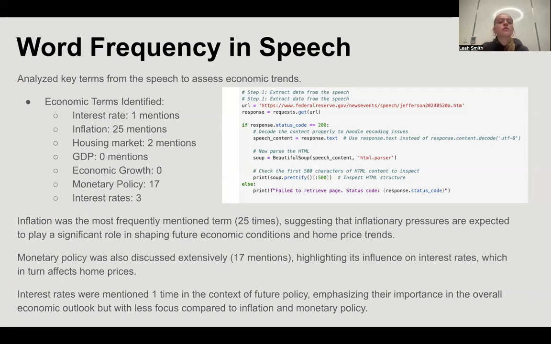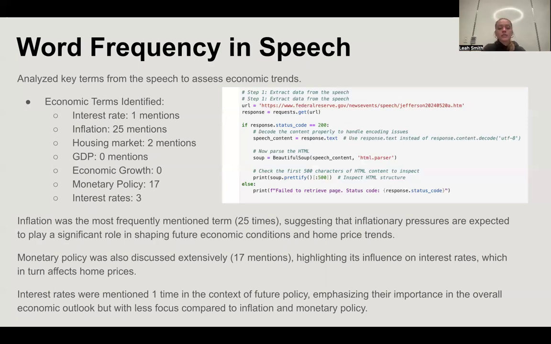So inflation was the most frequently mentioned term, which I mentioned was 25 times, suggesting that inflation pressures are expected to play a significant role in shaping future economic conditions and home pricing trends. And then monetary policy was also discussed extensively, those 17 times, highlighting its influence on interest rates, which in turn do affect home prices, which could explain why interest rate was only mentioned 3 times.